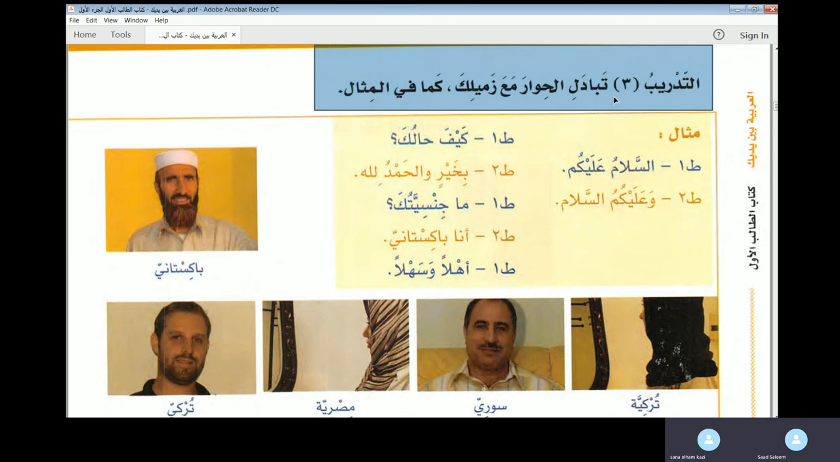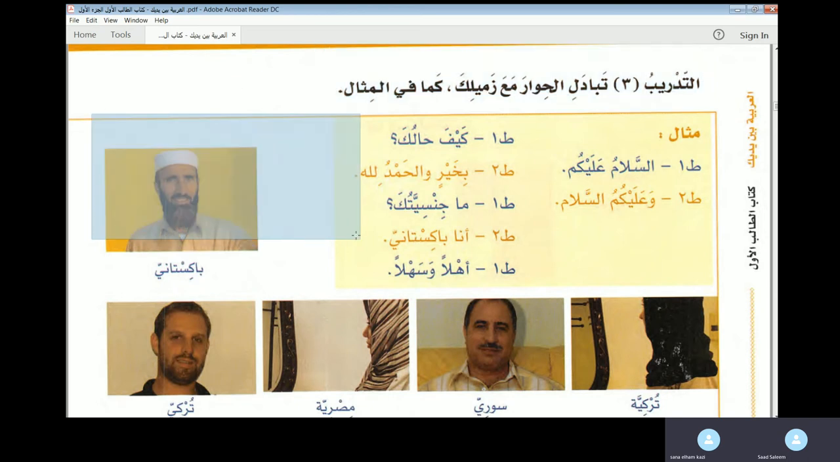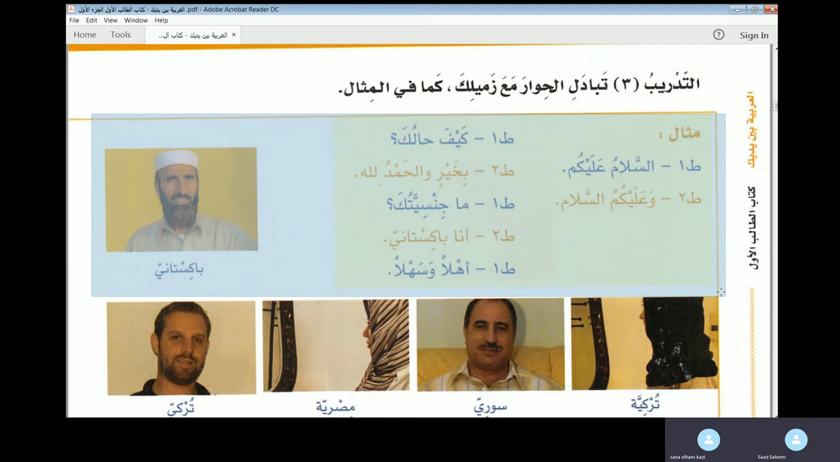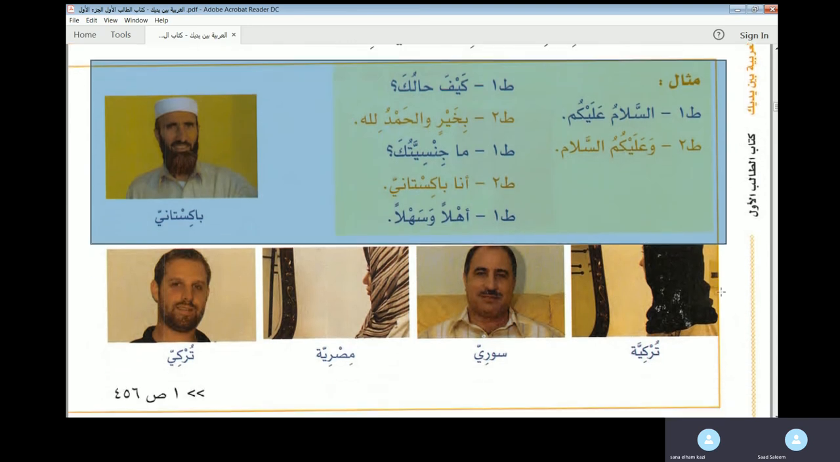التدريب الثالث. تبادل الحوار مع زميلك كما في المثال. Third exercise. Exchange the dialogue with your classmate as shown in the example. Example: Student 1 says, Assalamu alaikum. Student 2 would reply. Student 1 would say, Kaifa haluka? Kaifa haluk?